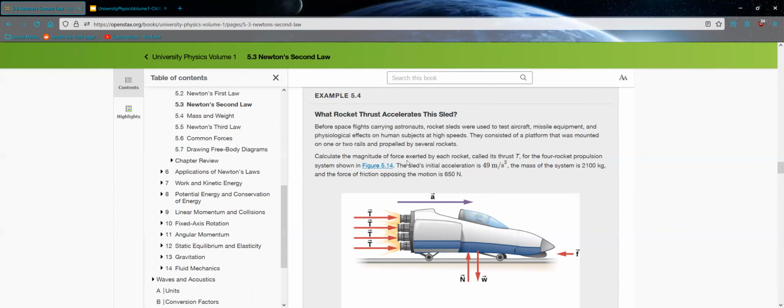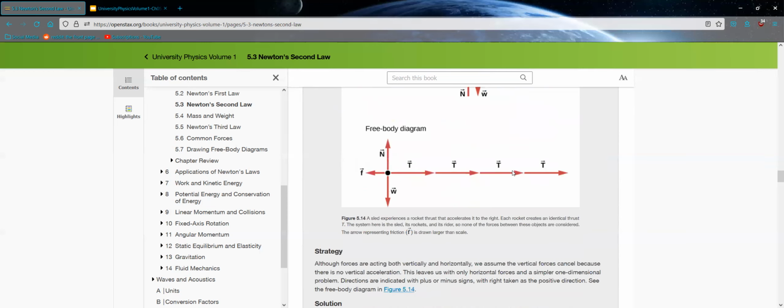The sled's initial acceleration is 49 meters per second squared. The mass of the entire system, we'll get to what that means later on, is 2,100 kilograms, and the force of friction opposing the motion is 65 newtons. Friction is something we'll dive more into later.